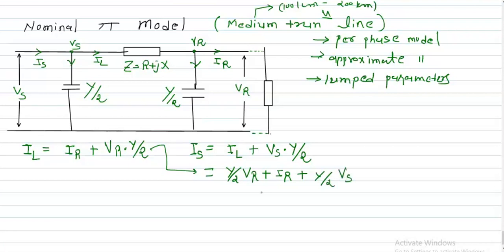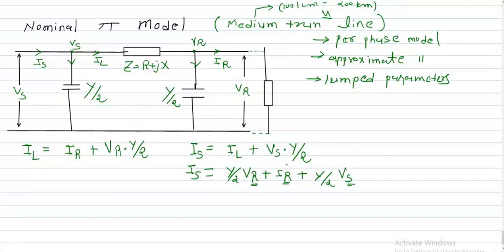So what is the problem here? You can see this equation is already calculated, but this is VR, this is IR, but this is Vs. We need to replace this Vs. Then we get the equation of IS in terms of VR and IR. So we go for the Vs also.